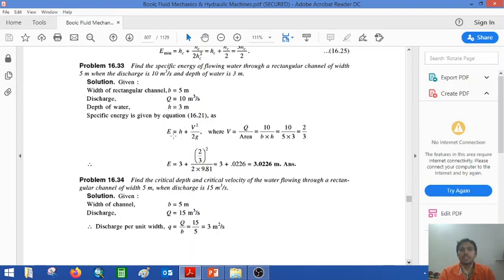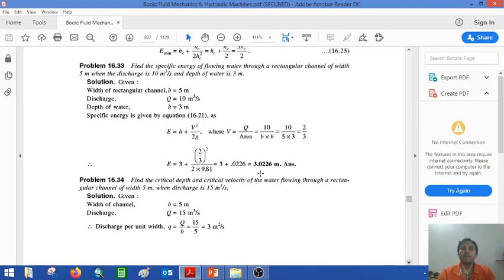Now we know the equation for specific energy is E equals H plus V square by 2g, where V is equal to Q by area, so 10 by B into H, 10 by 5 into 3, which is 2 by 3. You can alternatively also use the equation with Q square. We are going to refer to it in the second example, but however we can put this value in this equation. So we get E equals 3 plus (2 by 3) square by 2 into 9.81. So we get the specific energy as 3.0226 meter.